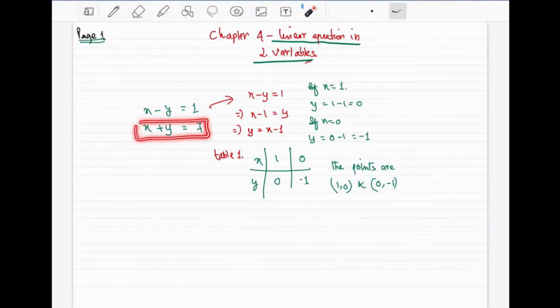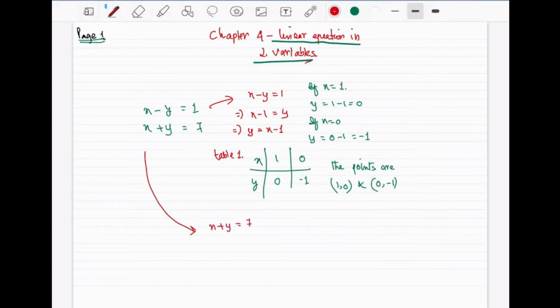Let's come to the second equation. Okay, we have to put up the table for this equation also. So here, x plus y is equal to 7. Let's calculate y here also. y is equal to 7 minus x. Let's take up values. We just have to write table number 2 here. x, y.